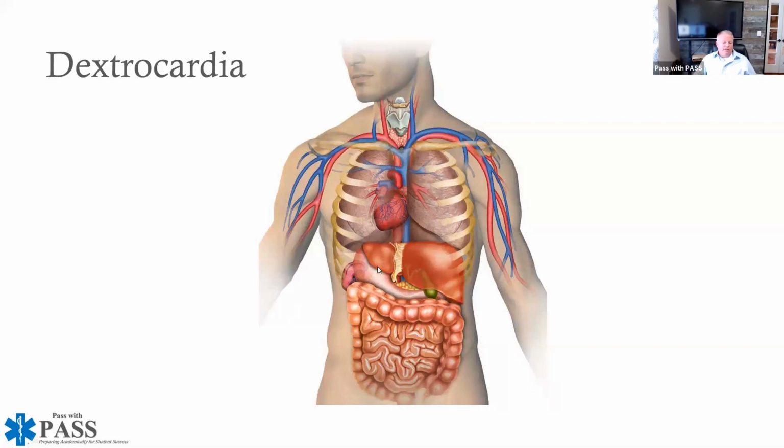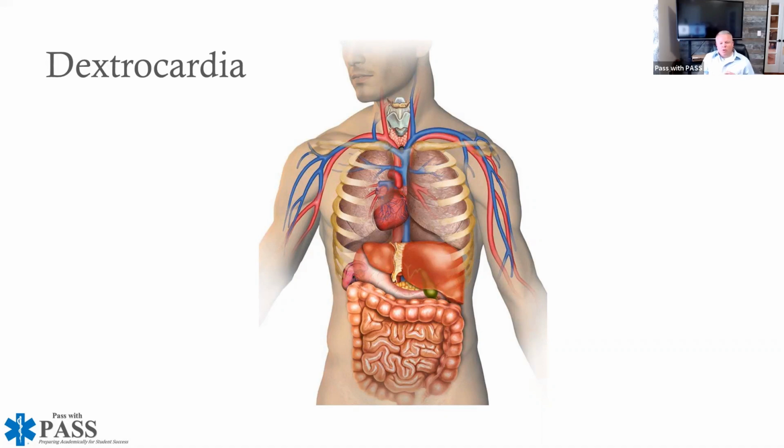So if you kind of look down here into the abdominal cavity, the liver is now in the left upper quadrant, the liver and gallbladder in that left upper quadrant, and then the pancreas and the spleen are in the right quadrants, and it should not be that way. It should be flipped the other direction.